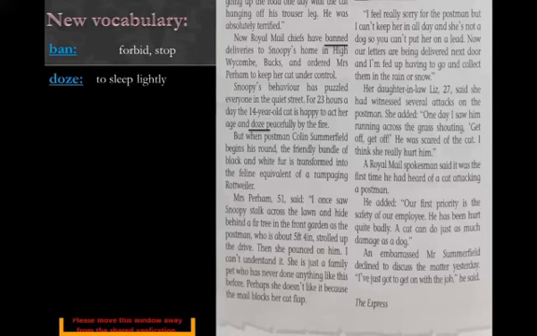Okay. But when postman Colin Summerfield begins his round, the friendly bundle of black and white fur, who's the bundle of black and white fur? Yes, this is the cat. So the friendly bundle of black and white fur is transformed, is changed, into the feline equivalent of a rampaging Rottweiler.